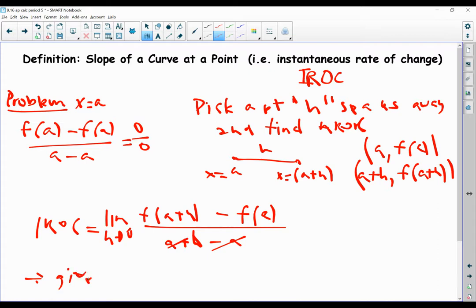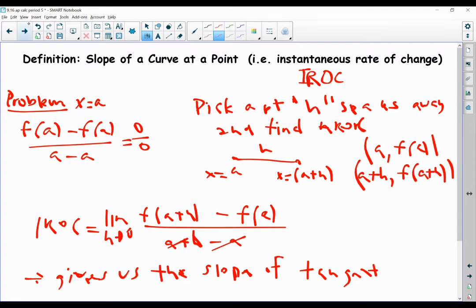Oh, come on, lag. Gives us the slope of the tangent line. I'm just going to quit writing here in a second. Okay, that's about as good as it gets.